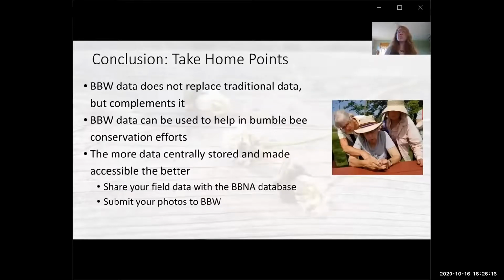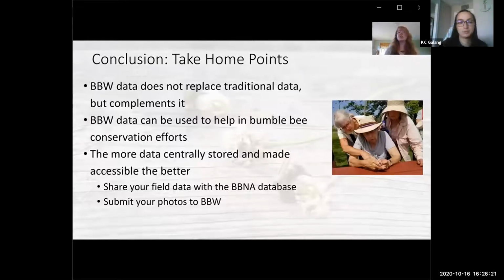So in conclusion, Bumblebee Watch data does not replace the traditional data, but it sure complements it and adds to our overall knowledge. The data can be used to help in bumblebee conservation efforts. And a general plug: the more data we have, especially that's centrally stored and publicly accessible, the better. So if you have bumblebee records yourself, please submit them to the Bumblebees North America database. If you have photos of bumblebees, please submit them to Bumblebee Watch.